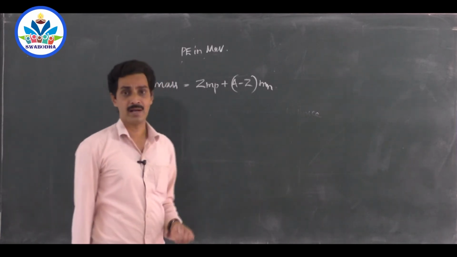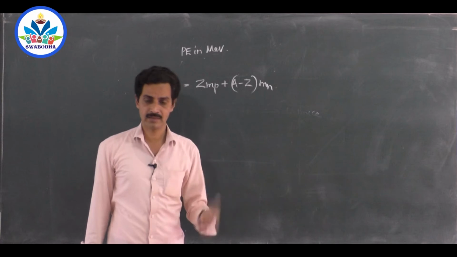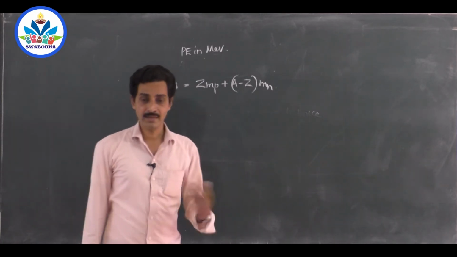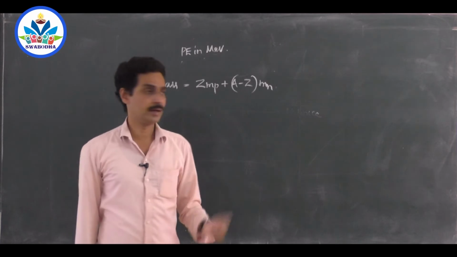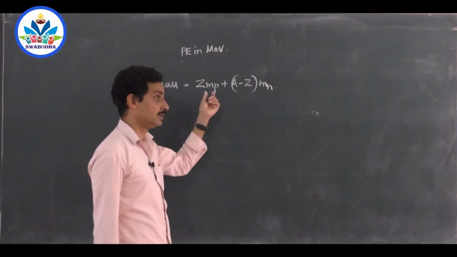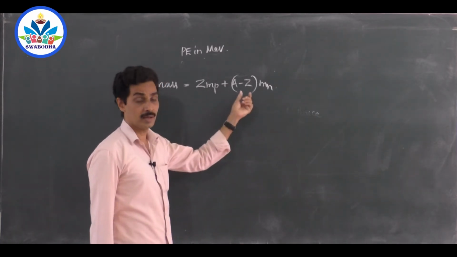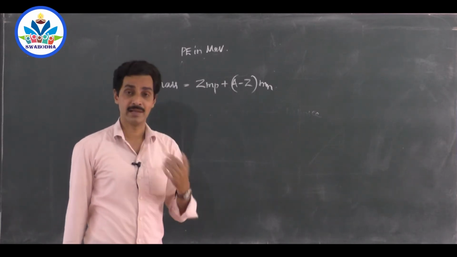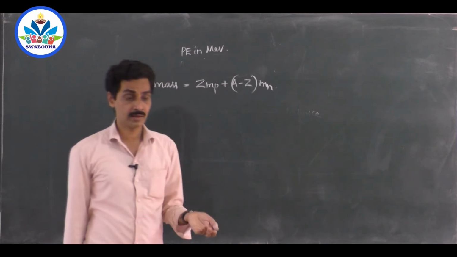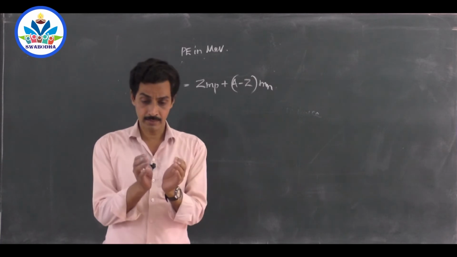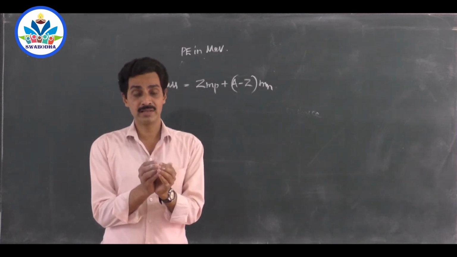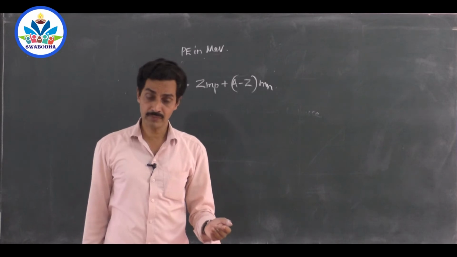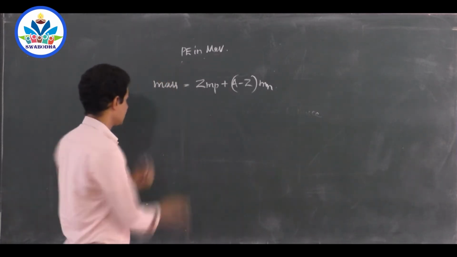Now this should have been the mass of the nucleus. But when you calculate the mass of the nucleus, you will be surprised to see that the mass of the nucleus is not the mass of the proton into the number of protons, plus the number of neutrons into the mass of neutron. You won't get that much. You will get a lesser mass. Why? Does it mean that the number of protons and neutrons inside the nucleus is different? No.